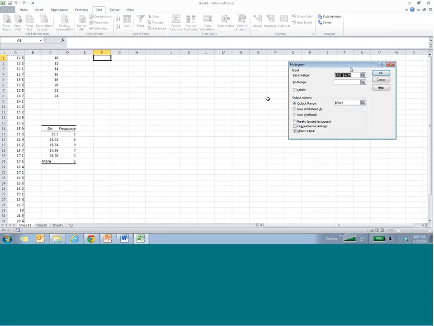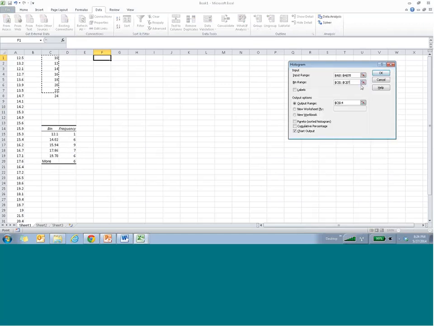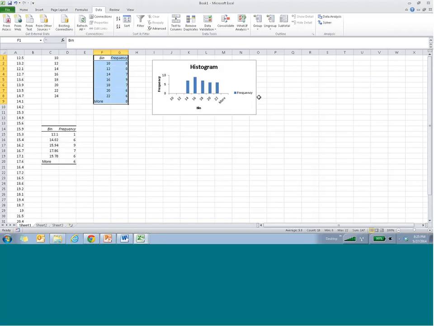Data analysis, okay. So there's my data, my bin range. If I select that, this is why I had put in zero initially. Output range here. See how I've got the 10 in there? But now that we know how this works, we can interpret this. From negative infinity up to and including 10, there are zero. From just above 10 to 12, including 12, there are zero. From just above 12 to 14, there are seven.